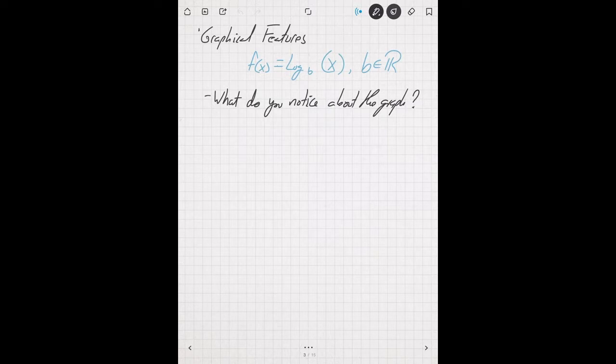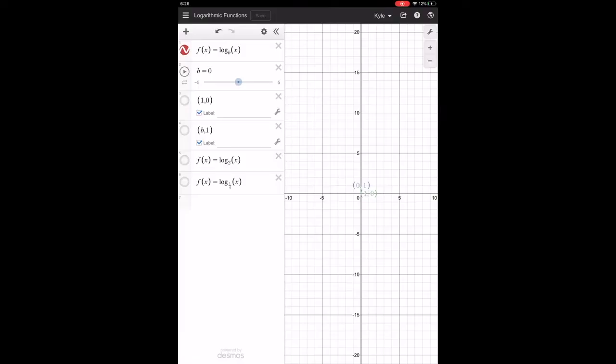I want to take a look at the different graphical features that we see when we go ahead and graph the parent function. So let's play around on Desmos a little bit. Let's see if we can get a picture of what's going on, and let's see if we can use that to help inform us about evaluating logarithms. So I'm going to go over to Desmos.